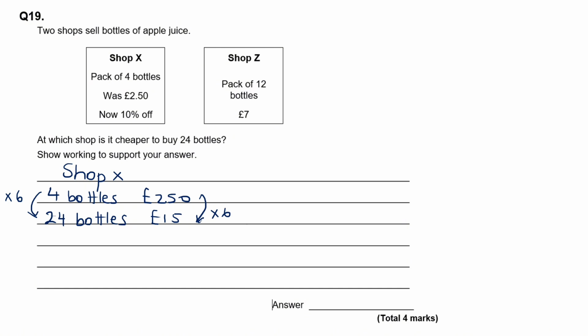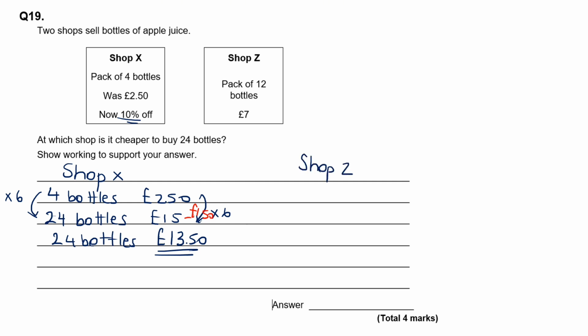But then they give us 10% discount. So 10% of 15 is £1.50. So we need to take £1.50 away from 15, which is going to give us £13.50. So 24 bottles here will cost us £13.50 because we took the discount away, which was £1.50.